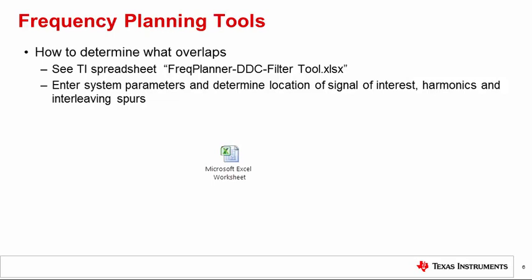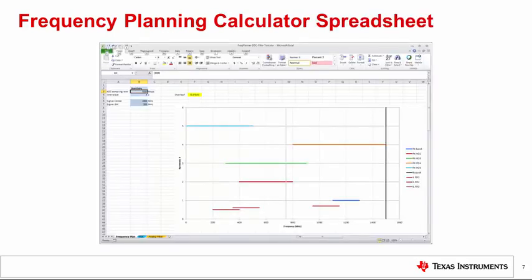So what variables do we have at our disposal to accomplish frequency planning? The frequency planning spreadsheet available from TI has the following user input fields in the upper left: ADC sampling rate in megasamples per second, ADC interleaving factor, factors of 1, 2, or 4 are currently supported, and the signal center frequency in megahertz and signal bandwidth in megahertz.